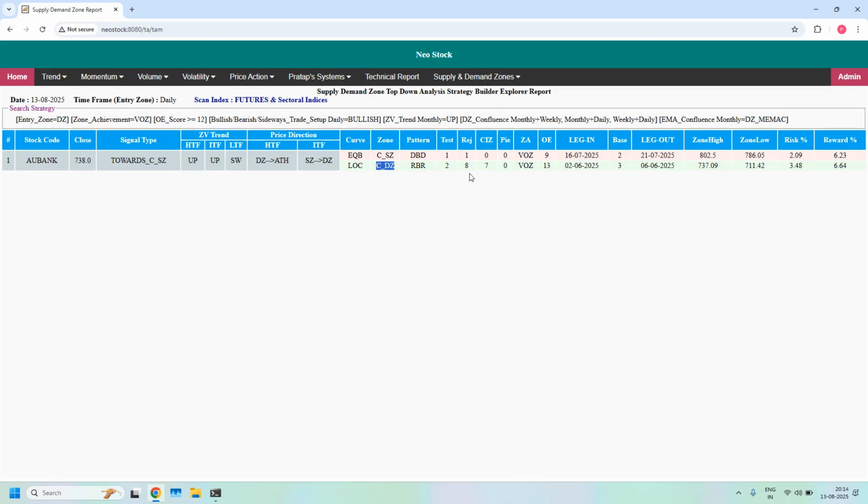Is it going to work further? May or may not be. That's all depending on the lesson 20 checklist items. If the lesson 20 checklist items are satisfied, you can plan the trade in this zone. Otherwise, there are higher chances the zone might be violated. So this is about the bullish trade setup for monthly income trade.